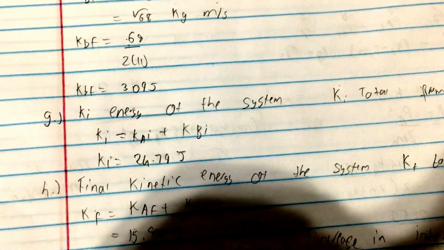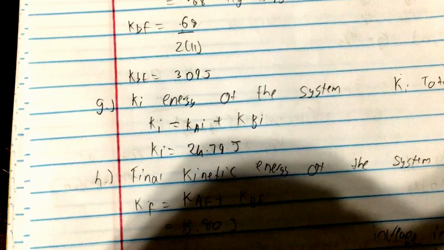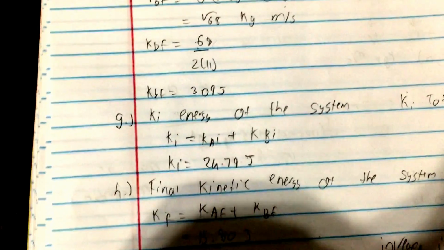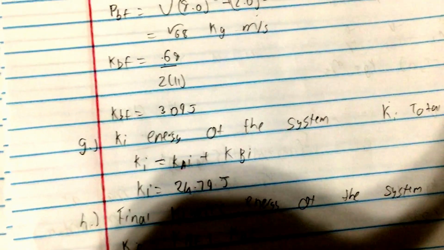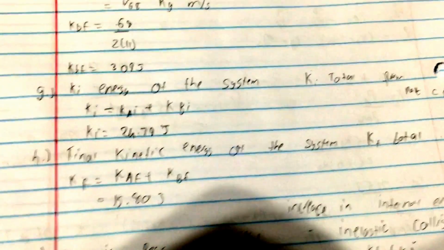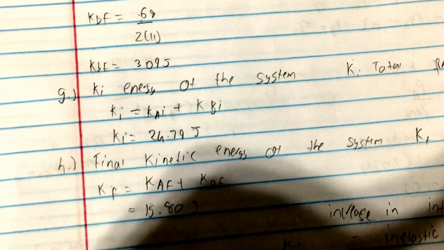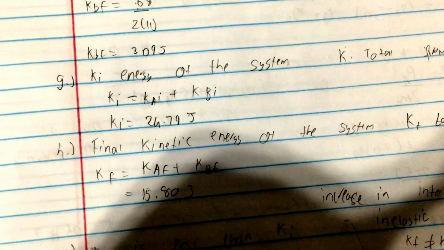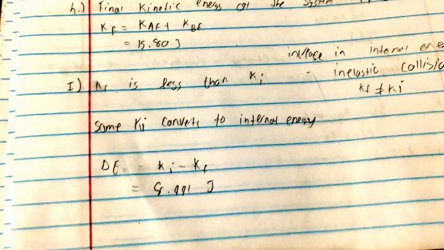So, the kinetic energy of the system. I did Ki equals KAi plus KBi, which is the initial kinetic energy for both, and we get 24.79 joules. Once again, KAi and KBi were given in part C and part D. The final kinetic energy, same thing, Kf equals Kf of object A plus B. We get 15.80. So this is where they were asking if it's elastic or inelastic.